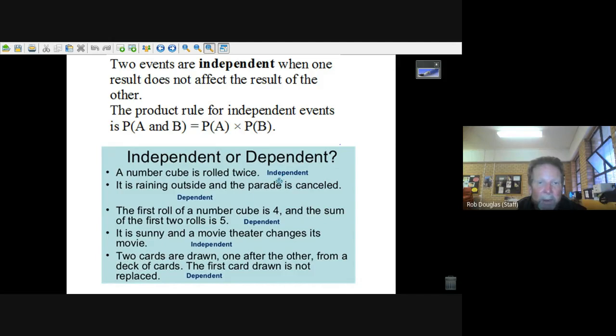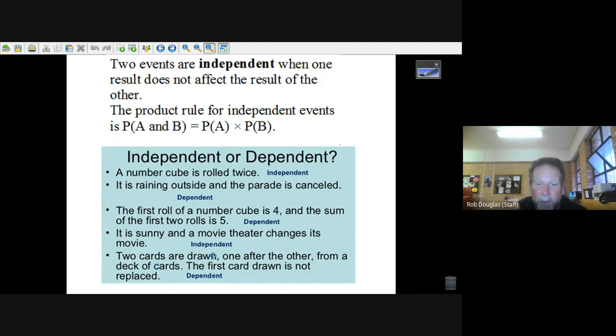That's if they're independent. But what if two events are not independent? What would that look like? Well, say it's raining outside is one thing. Either it's raining or not raining. What's the chance of that? That's a probability. But then the parade is canceled. If it's raining, it's going to have an effect on whether or not they go ahead with the parade. They might go ahead, but the raining, the first event, will affect the second event. We say that's dependent.